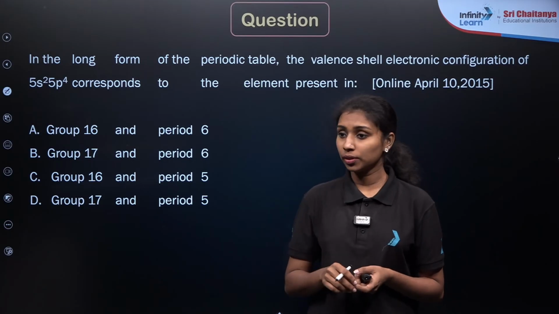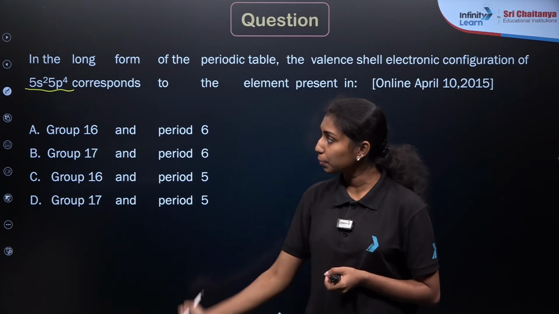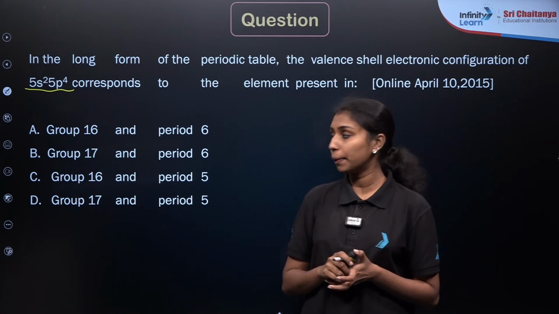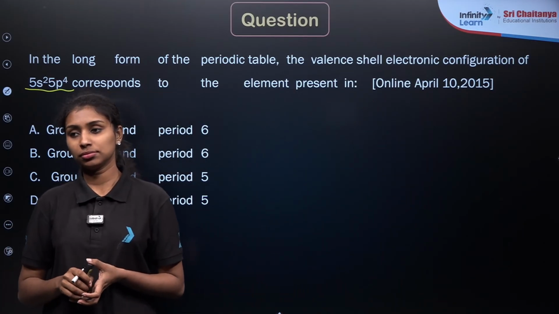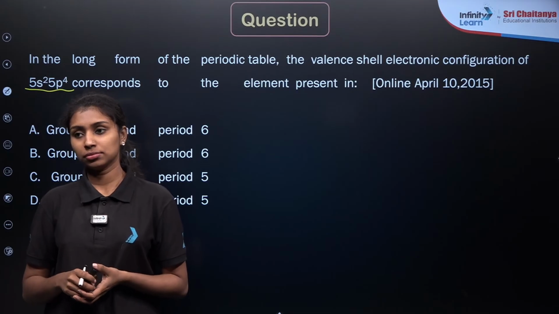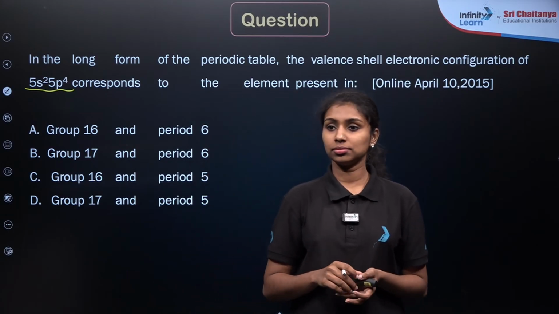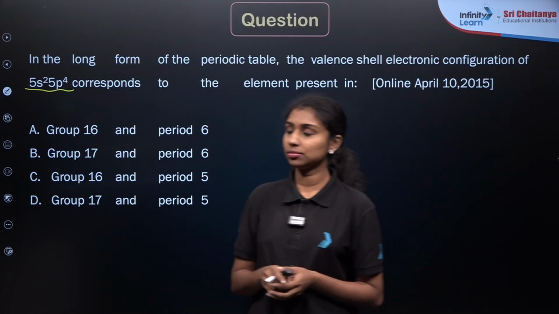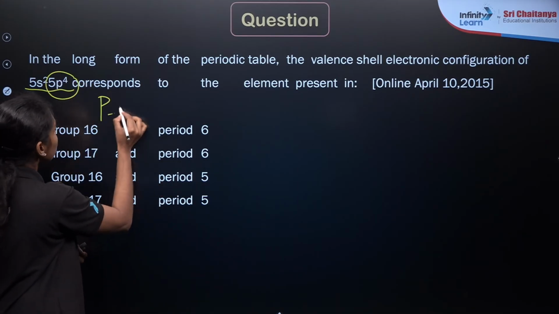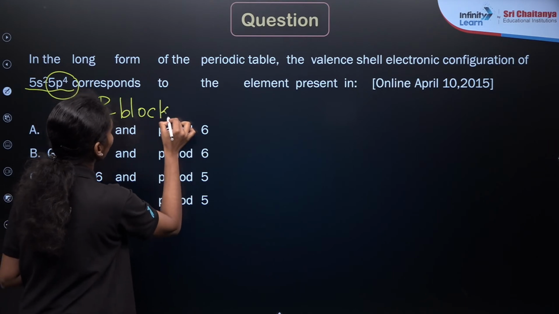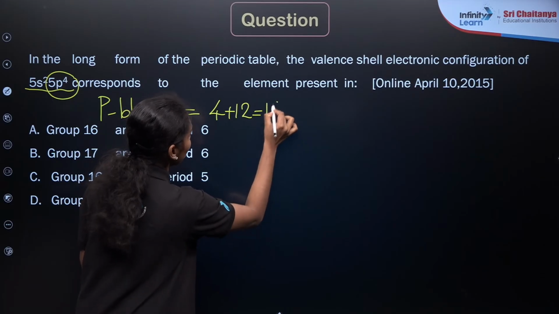So what will be the answer? Okay, the outer electronic configuration is given directly here, 5s2 5p4. We need to identify the block, group and period. So again the last electron is entering the p subshell, right? So this is a p block element. For the p block element we can predict the group number as the number of electrons in the p subshell, that is 4 here, plus 12, that is equal to 16. So this is a group 16 element, right?